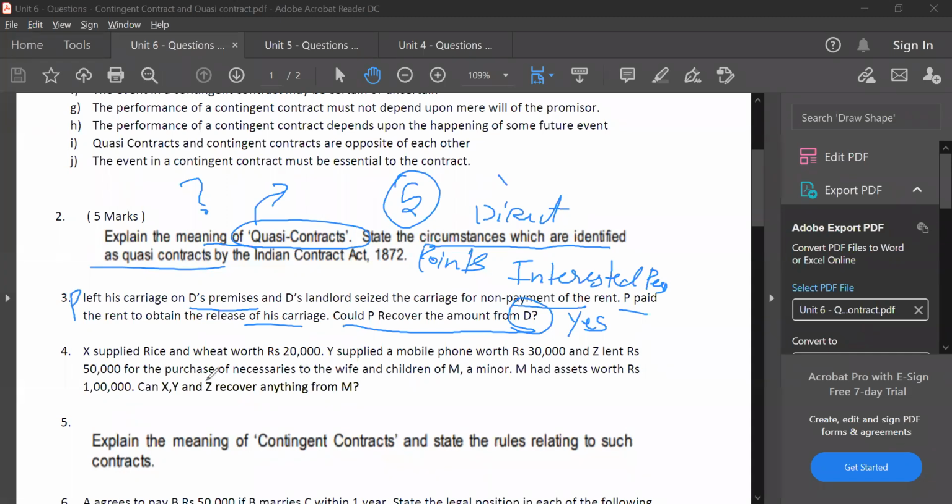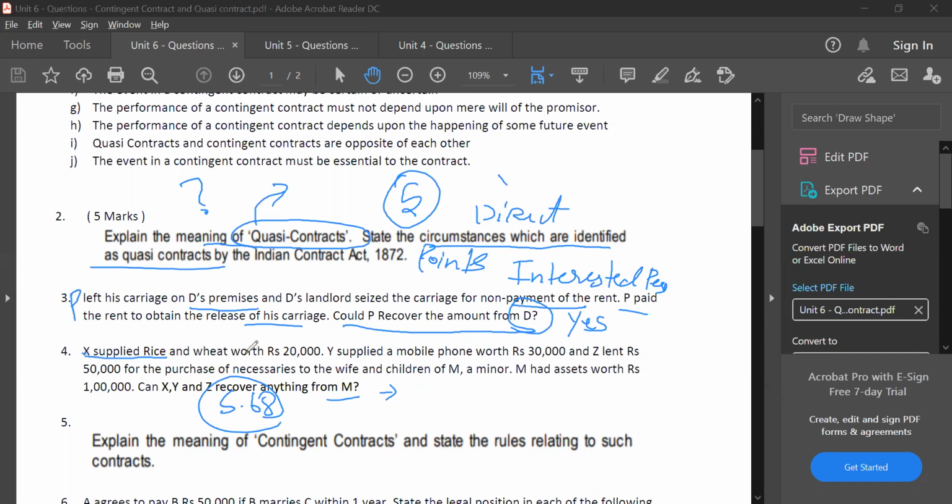So again, this is from quasi contract, guys. The very first concept of quasi contract. This is section 68. But I don't want to refer to the provision, just see the concept. This is a combination of minor exceptions, but the provision comes from here only. X and Z can recover the money from M. Yes, they can recover. The concept is when you are supplying necessities to a person who's incapable of entering into a contract. Look at this carefully, guys.